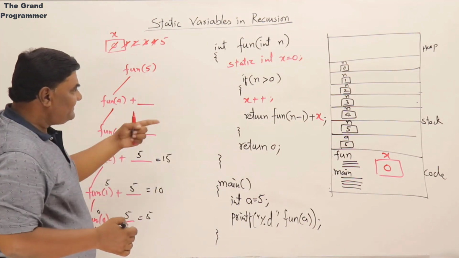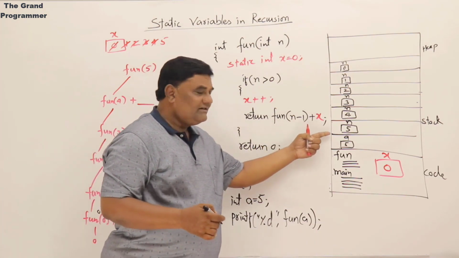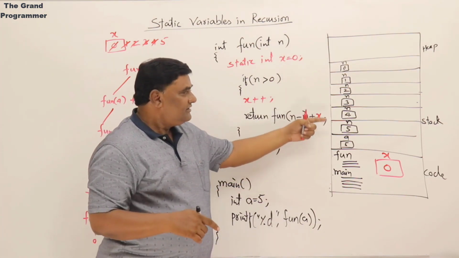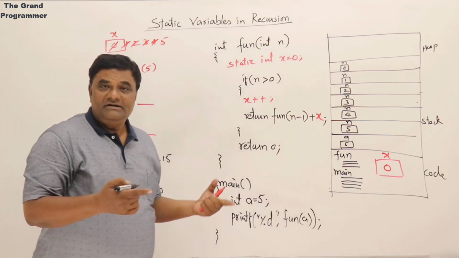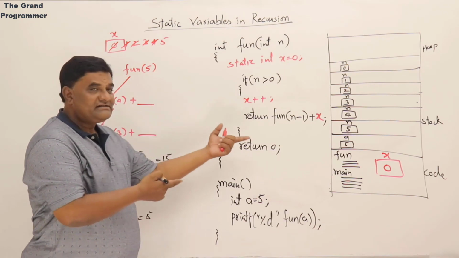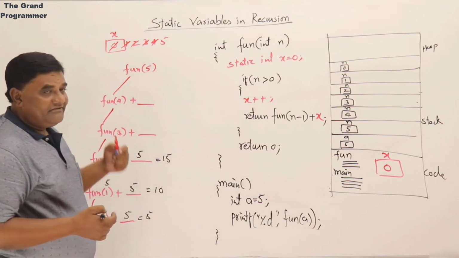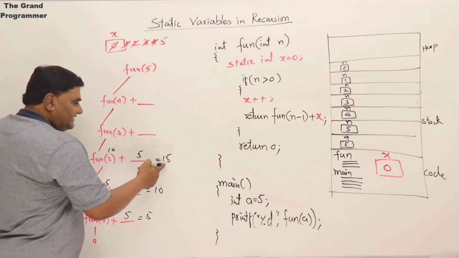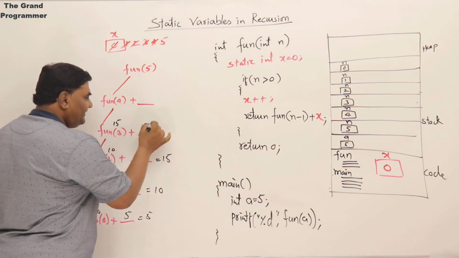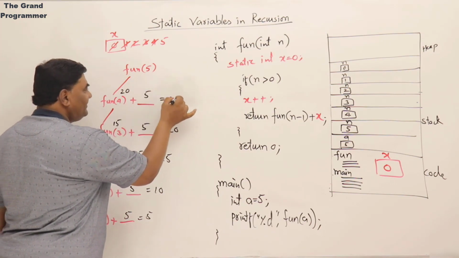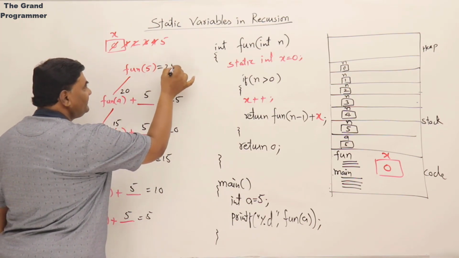See, in the previous example, we were adding n. So n was having its own value in each call. So those values were used. But now there is only one single copy of x. So each call will use that same copy, and right now it is having value 5. So that same 5 is utilized by all. So this result is 15 plus 5, so this is 20, then 20 plus 5 is 25. So the result of this function is 25.